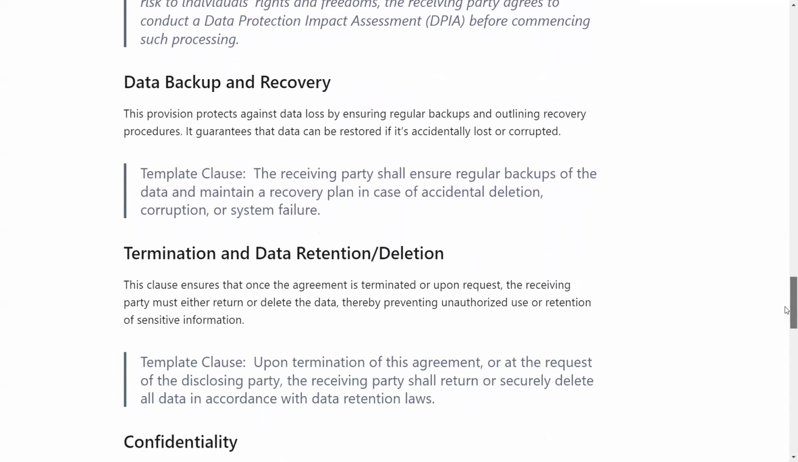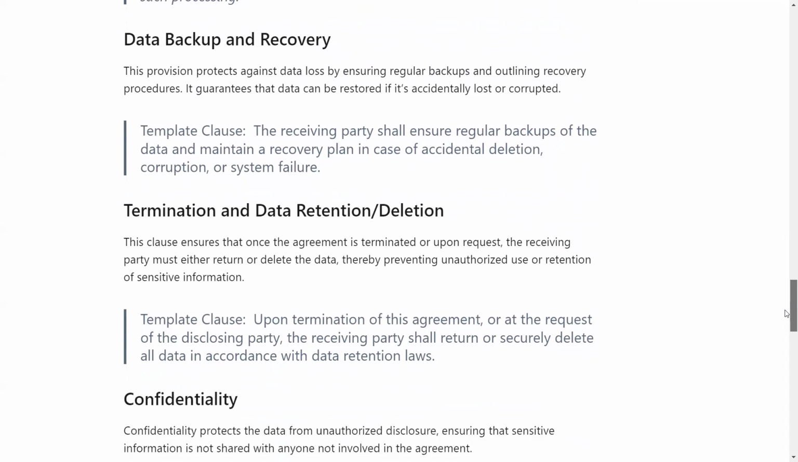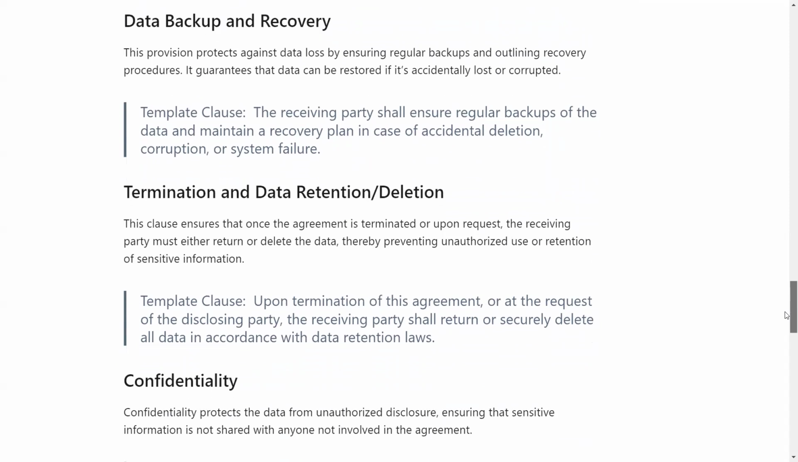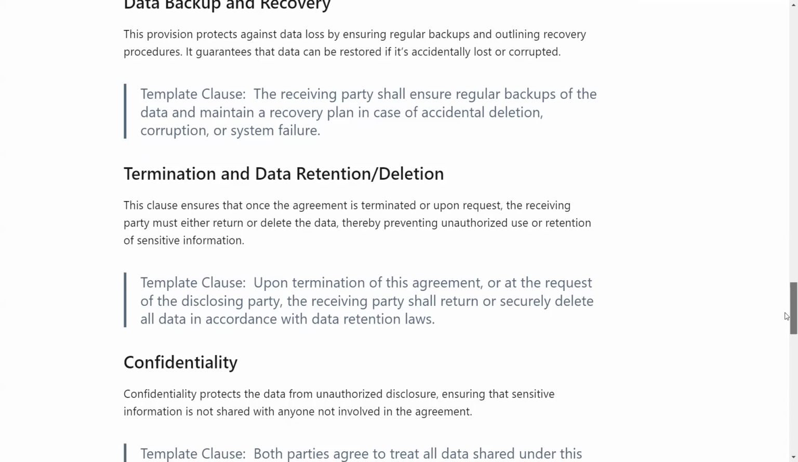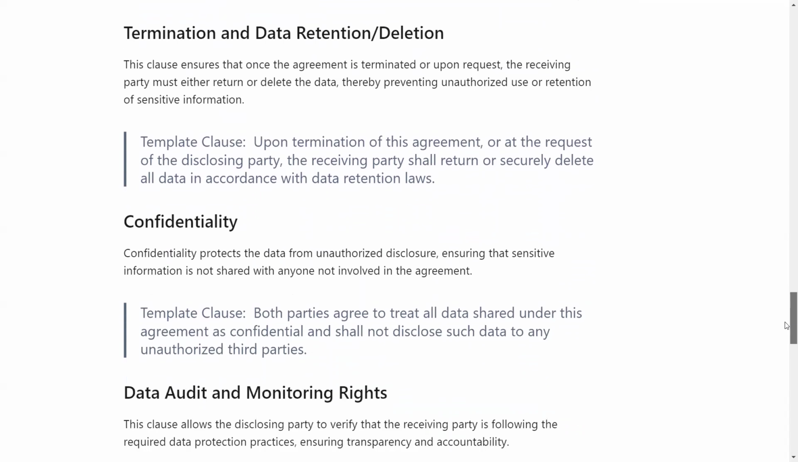Data backup and recovery. The provision protects against data loss by ensuring regular backup and outlining recovery procedures. It guarantees that data can be restored if it's accidentally lost or corrupted. Template clause. The receiving party shall ensure regular backup of the data and maintain a recovery plan in case of accidental deletion, corruption, or system failure.